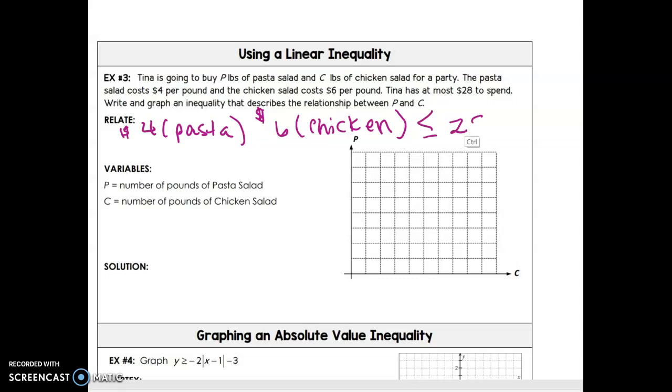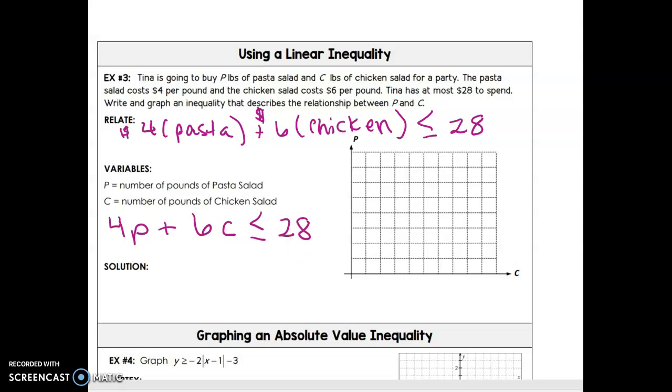They said Tina has at most $28 to spend, so she cannot spend any more than $28. So you can spend exactly $28, but not more than. So we want a plus symbol here. Okay, so I just wrote down what the word problem is telling us. Now it's saying, let's write the inequality. So we have 4P plus 6C has to be less than or equal to 28.